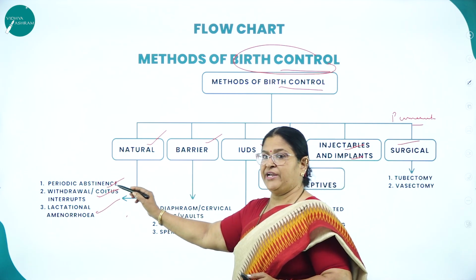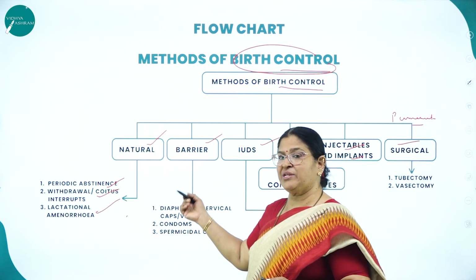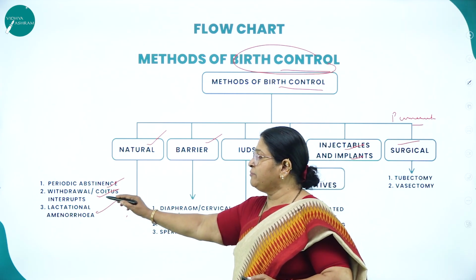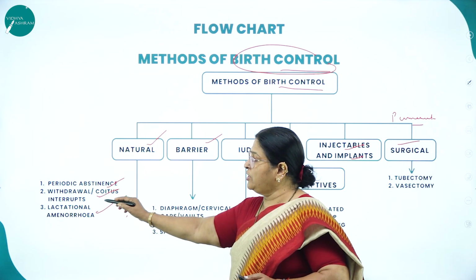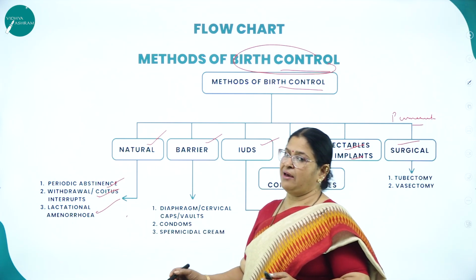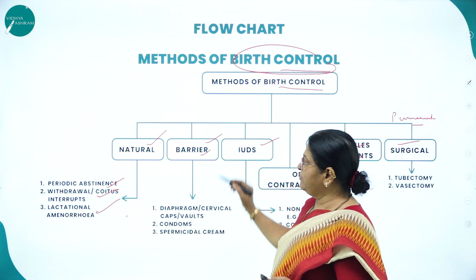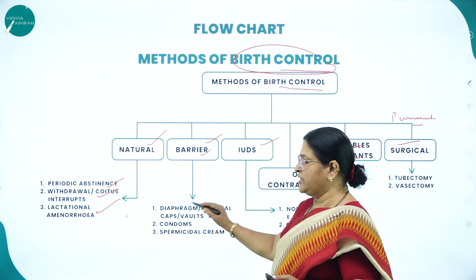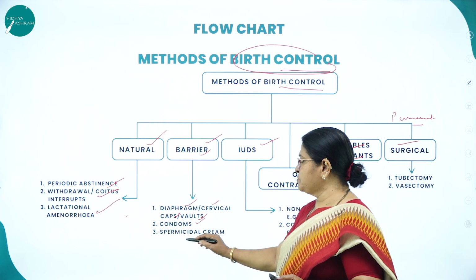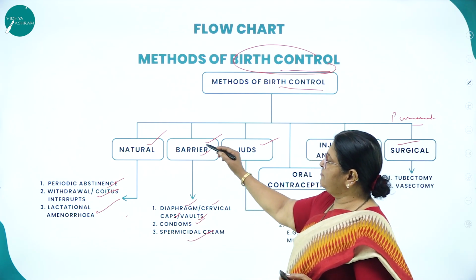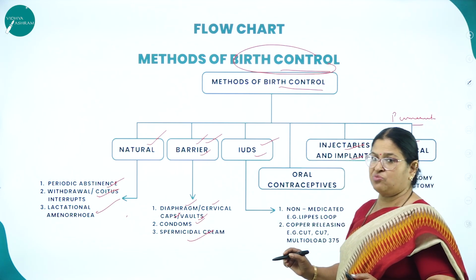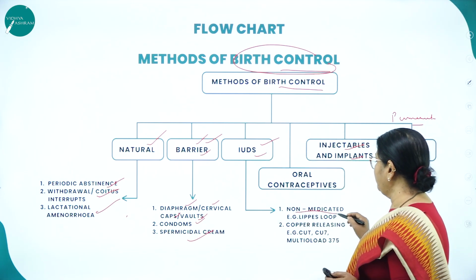Now, what are the important natural methods? As I said, periodic abstinence. Anyhow, in the coming slides, I am going to discuss what is periodic abstinence, and what the second method, called withdrawal method, or also you can call it coitus interruptus, and then lactational amenorrhea. Then comes the barrier method. Barrier method includes diaphragm, cervical caps, vaults, condoms, and spermicidal cream. These come under which category? Barrier methods. IUDs, intrauterine devices, we classify them into non-medicated IUDs.